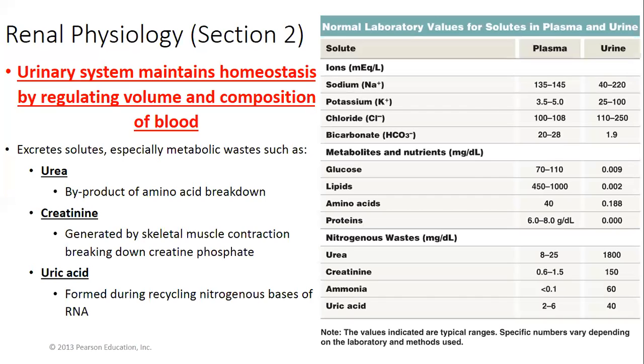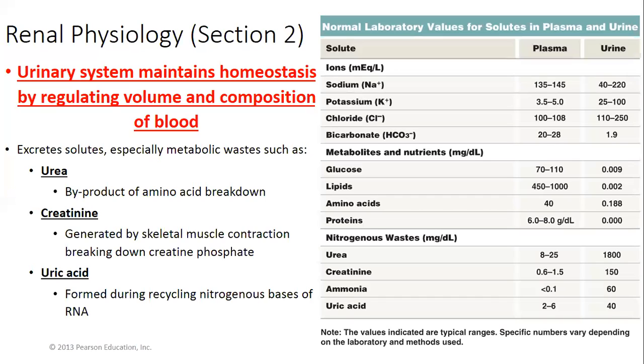Creatinine is generated by skeletal muscle, by breaking down what's called creatine phosphate. The phosphate in creatine phosphate gets donated to ADP to create ATP. And in that process, creatinine gets produced as a byproduct, which can also be excreted by the kidneys. If there's too much or too little being produced, that's an indication that you may have a problem with skeletal muscle. And uric acid, by way of recycling nitrogenous bases, so A, T, C, and G from RNA, uric acid can get produced.